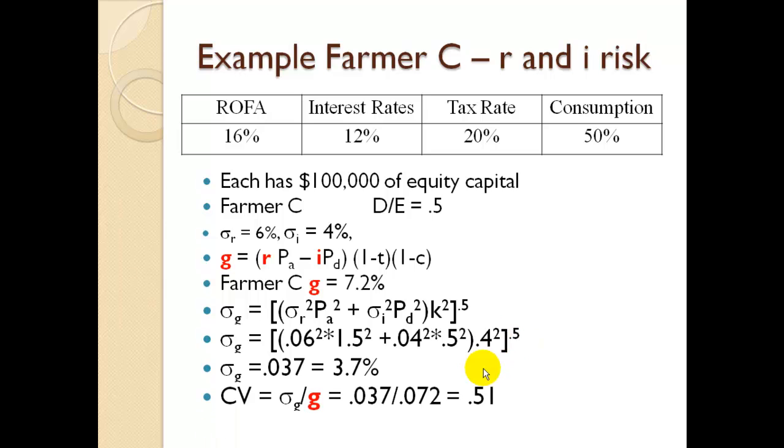Our coefficient of variation is the standard deviation of G over G. So it's the same formula as before, so it doesn't matter how you determine the standard deviation of G. You just always take standard deviation of G over G. But in this case, since we had both interest rate and return on asset risk, it was 0.037 divided by 0.072, and so it's a little bit higher. We get 0.51.